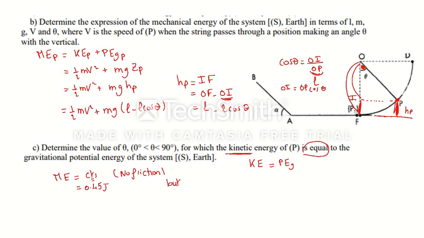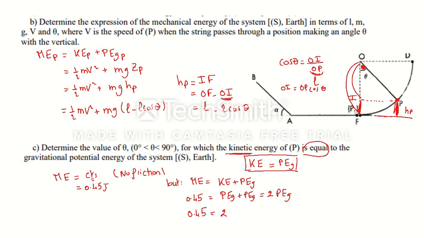But we also know that the mechanical energy is equal to the kinetic energy plus PEG. And this is our condition here. So here 0.45 is equal to, this means instead of KE, I can substitute PEG. So it will be PEG plus PEG, so equal to 2 PEG. And then I can continue the substitution. So 0.45 equals 2 times. Now PEG, we already found it, which is equal to m g z.